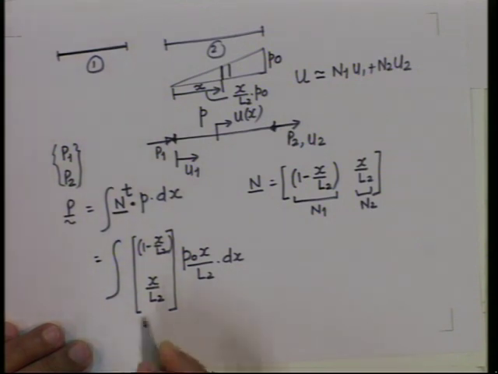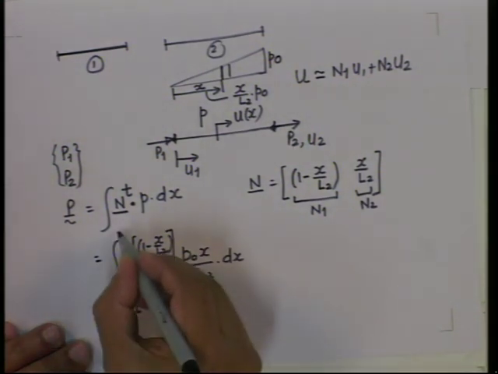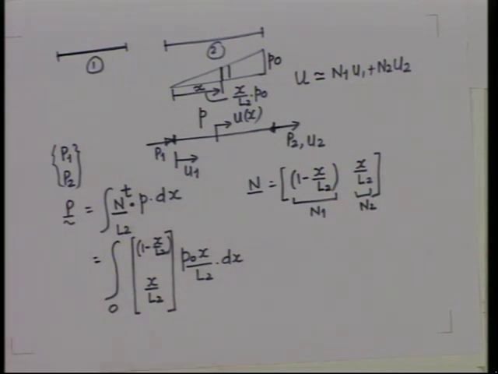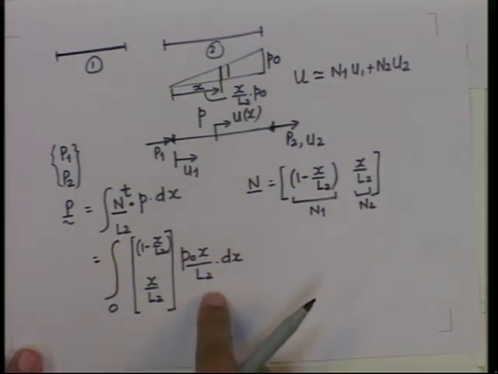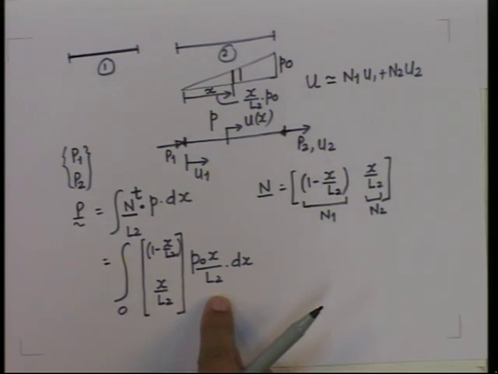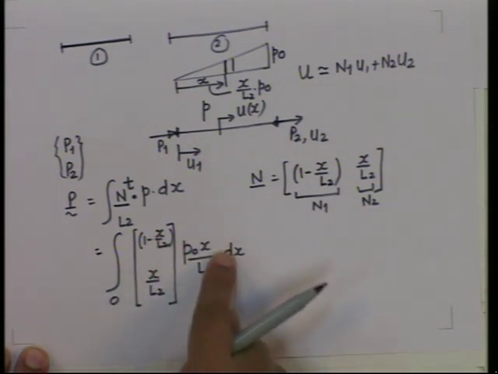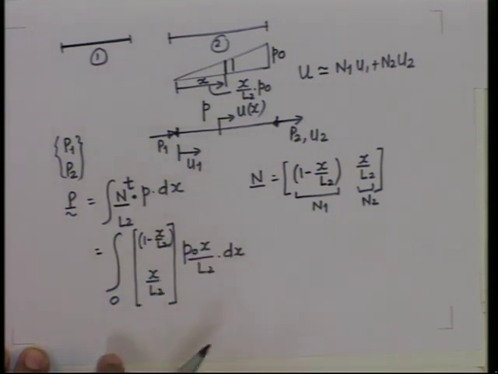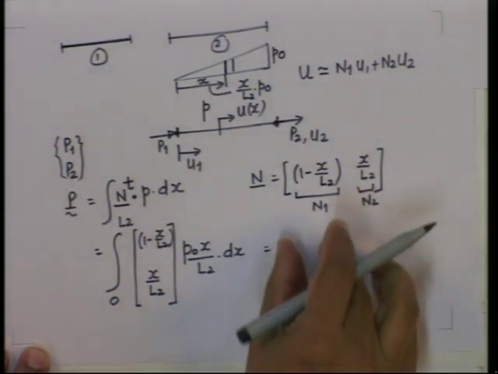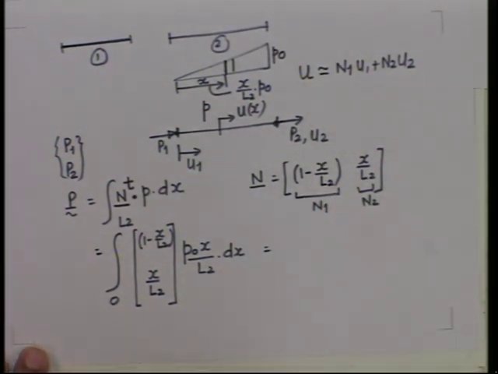This can be integrated from 0 to L2. For element number 2, if you integrate both of these, you have quadratic functions from 0 to L2. So please integrate this and you will get your values. Ultimately, I can only tell you, it will be 1/3 and 2/3, because it is a triangular loading.